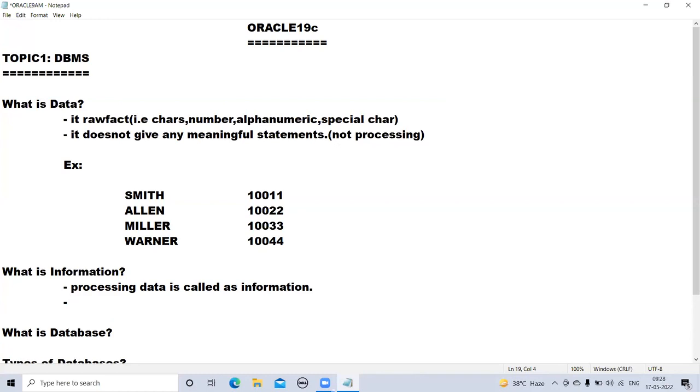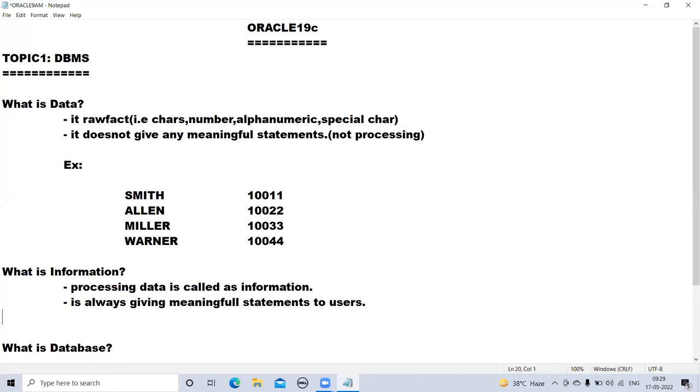Information always gives meaningful statements to the user. Because the data is processed here, once the data is processed, we get a meaningful statement, and these meaningful statements are called information.